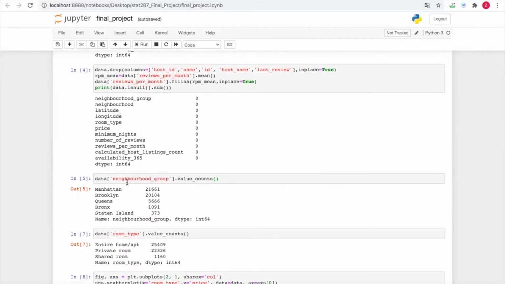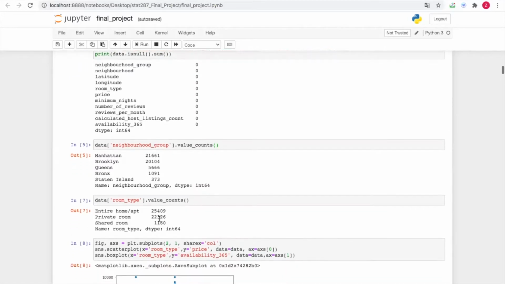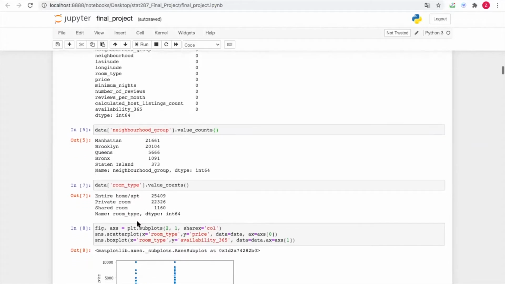In the neighborhood group, we can see that there are 5 groups in this variable. Manhattan has the most houses, and Staten Island has the least. From the room type, there are 3 different room types, and we can see that the entire home or apartment is the most popular room type.